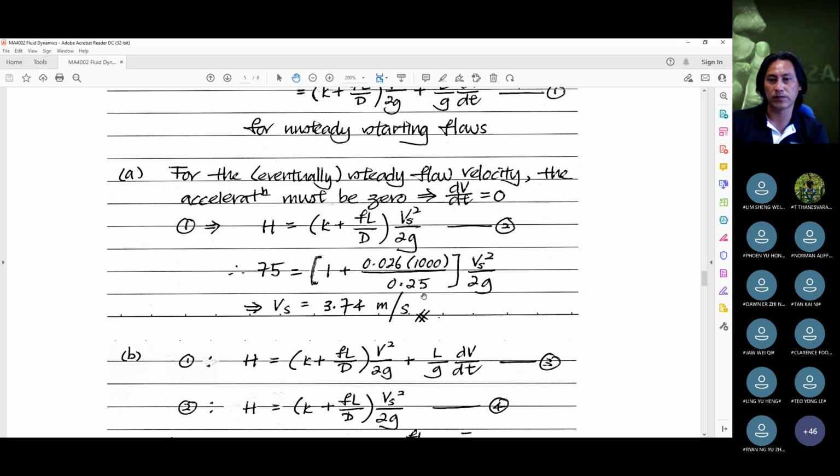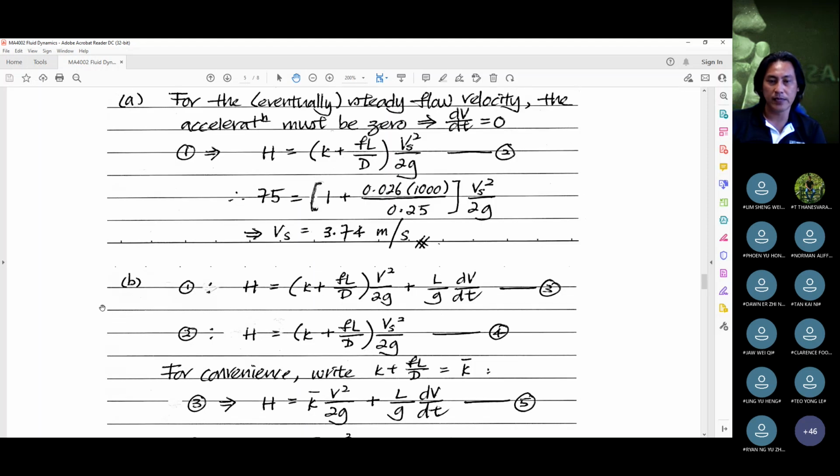The diameter of the pipe is 0.25. Vs is something that we need to find. G is gravitational acceleration. So at the end of the day, we only have one unknown, that's Vs. You can eventually work out that Vs is about 3.74 meters per second. Okay, now let's move on to part B.